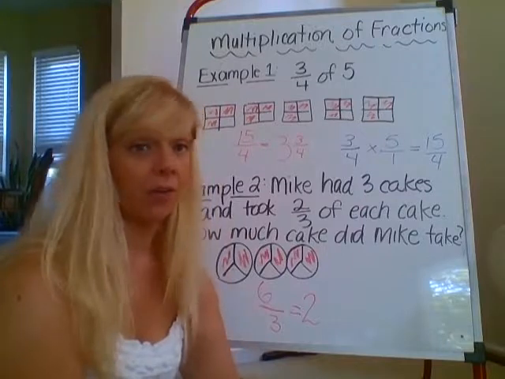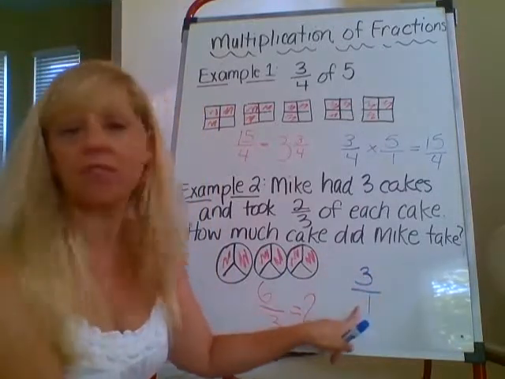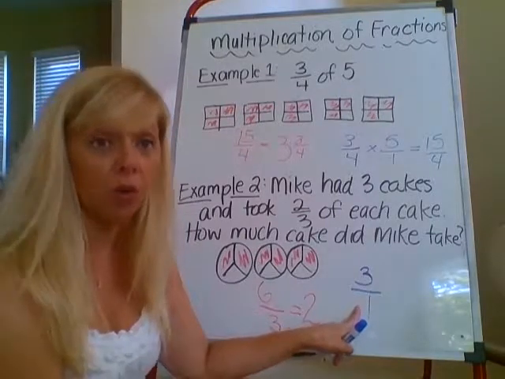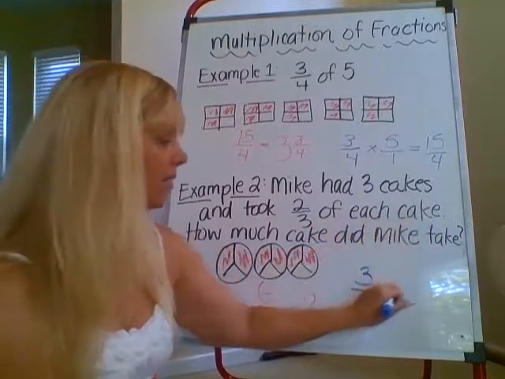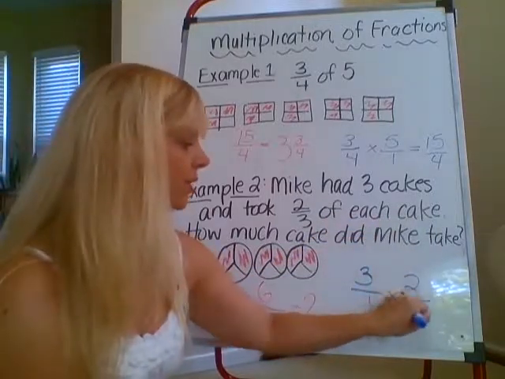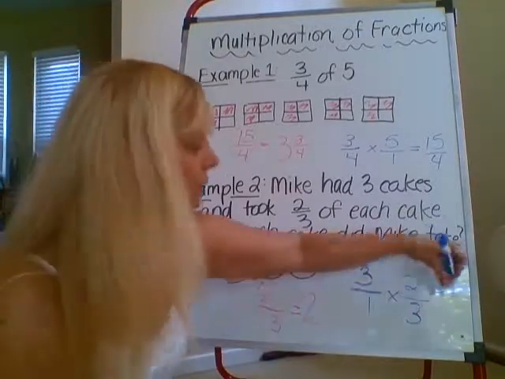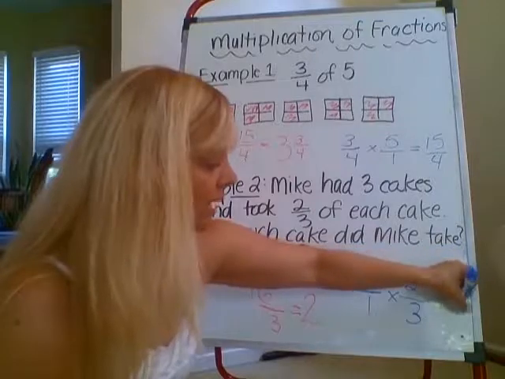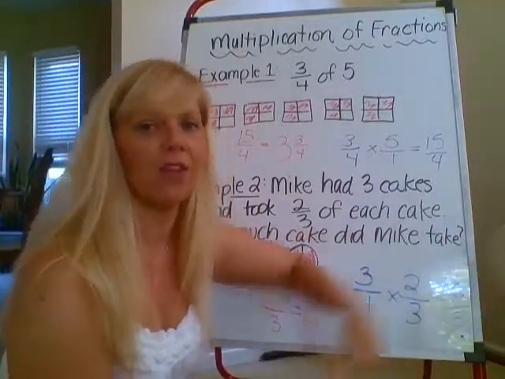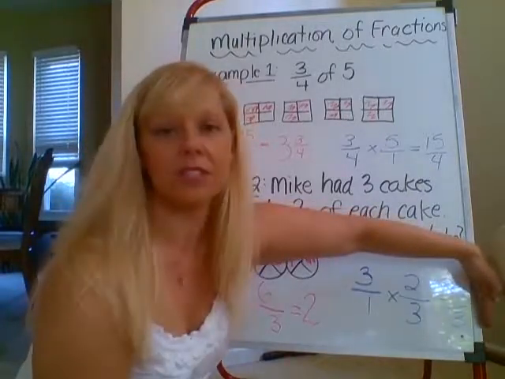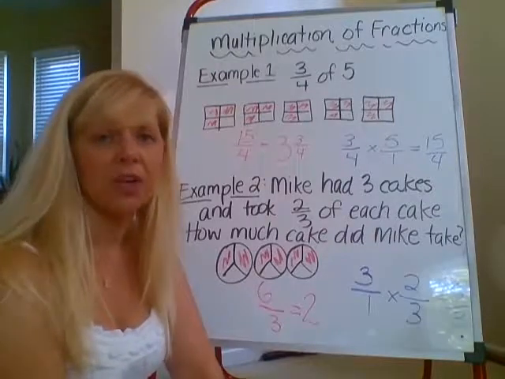Again, if I wanted to use the algorithm, Mike has 3 whole cakes. So that's why we put a 1 under it, because it's 3 wholes. And then of is my multiplication word, of each cake. There's my 2/3. And again, to get my 6/3, I have 3 times 2 and 1 times 3, which then gives me that 6/3 again, if you can see that with the glare. There we go, 6/3 with the glare. Okay, so that is how to multiply fractions and whole numbers.